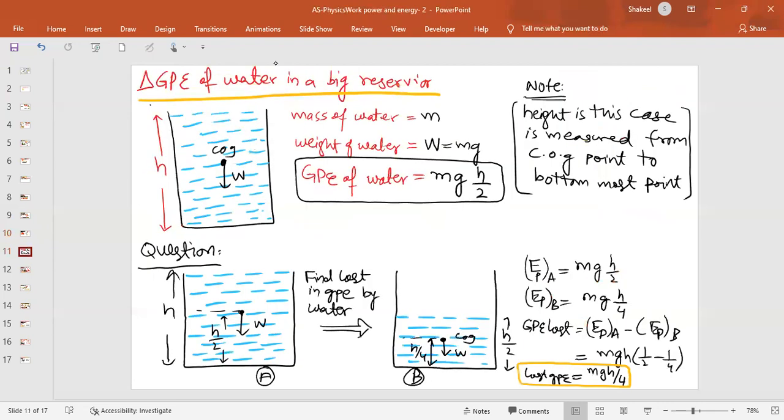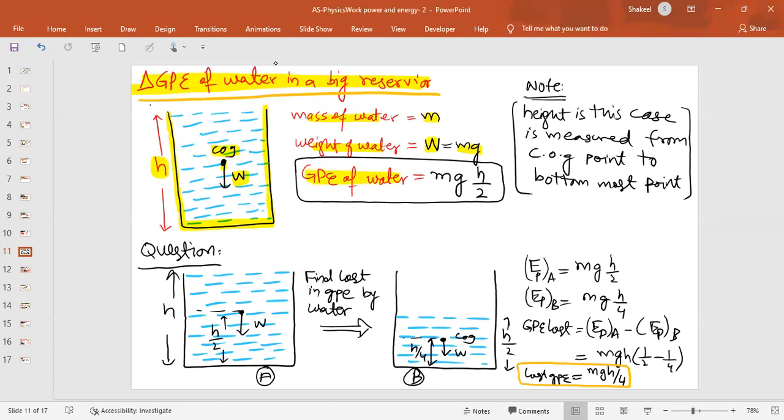Well, next is change in GPE of water in a big reservoir. That's a very important thing. Well, it is interesting as well. Let's say there is a container, I'm making the outline of the container. This is the container, and it is filled with water, and the water's weight is W, which acts from the center of gravity point, and its height is H. So what's the mass of water? m. What's the weight of water? W, which is mg. And what is the GPE in this water?